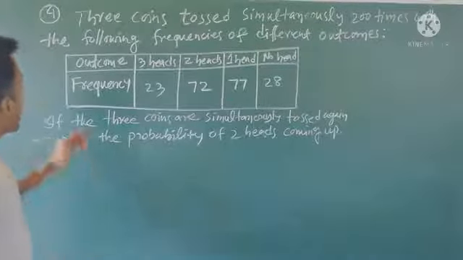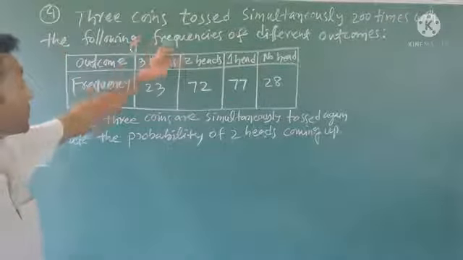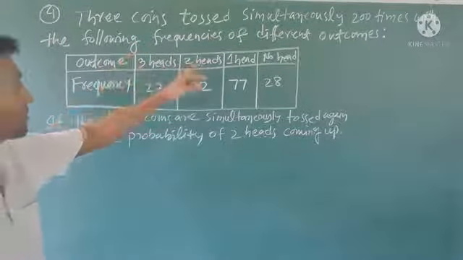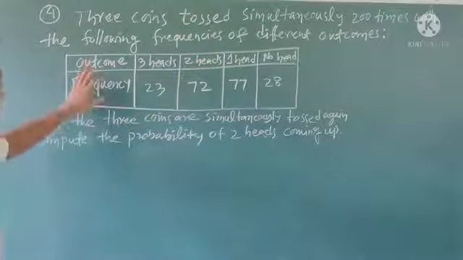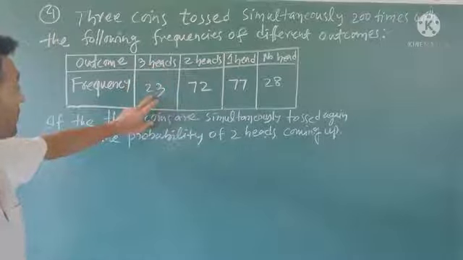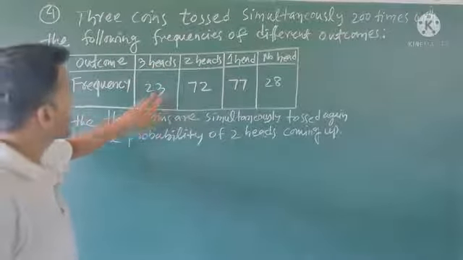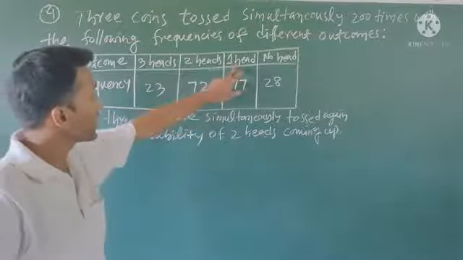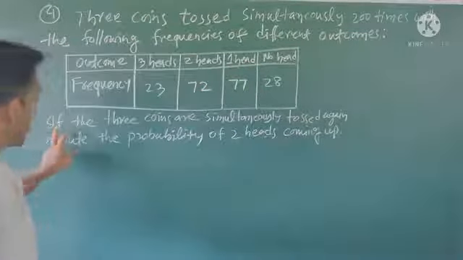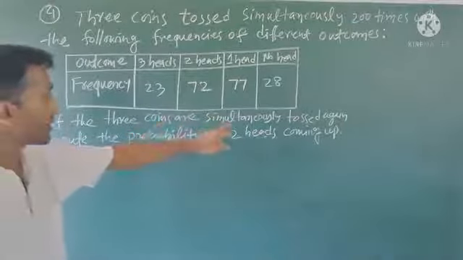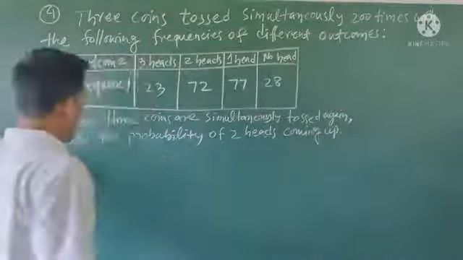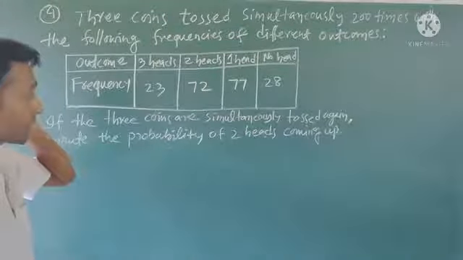Let's see question number 4. 3 coins are tossed simultaneously 200 times with the following frequencies of different outcomes. Outcome frequency: 3 heads came 23 times, 2 heads 72 times, 1 head 77 times, no head 28 times. If the 3 coins are simultaneously tossed again, compute the probability of 2 heads coming up.